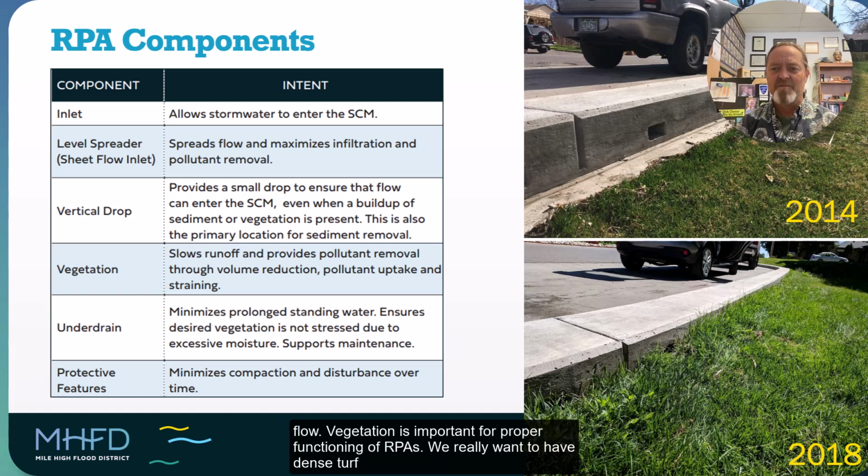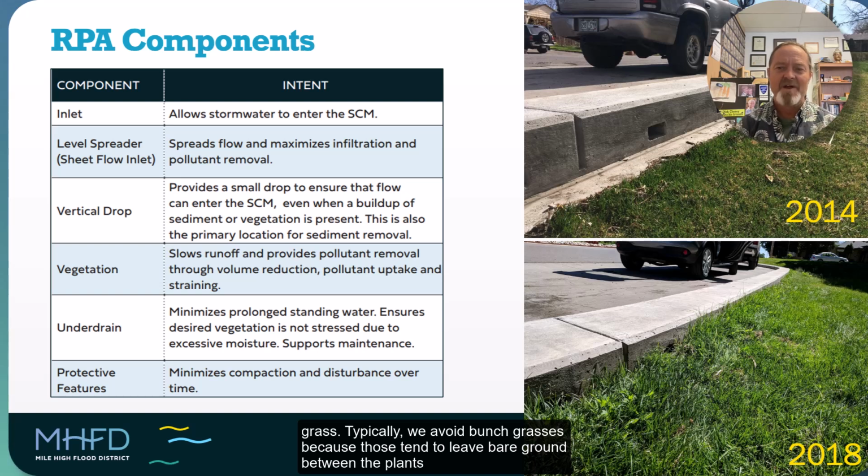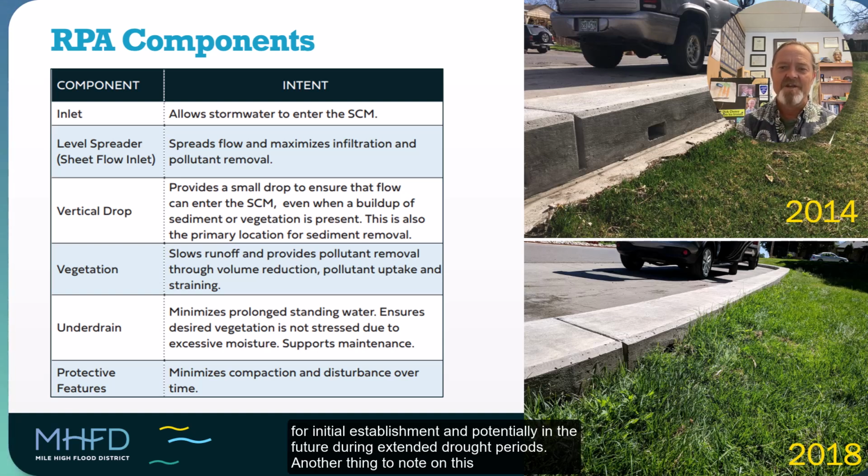Vegetation is important for proper functioning of RPAs. We really want to have dense turf grass. Typically, we avoid bunch grasses because those tend to leave bare ground between the plants, and this can create preferential flow paths. Irrigation is going to be needed even if you're using natives, at least for initial establishment and potentially in the future during extended drought periods.